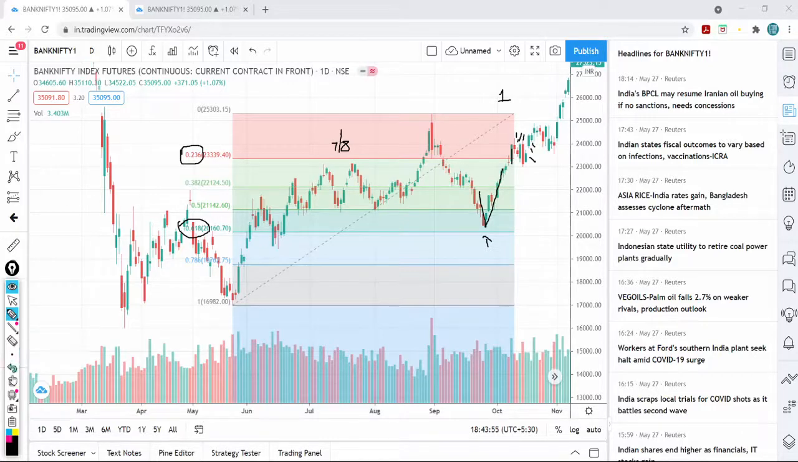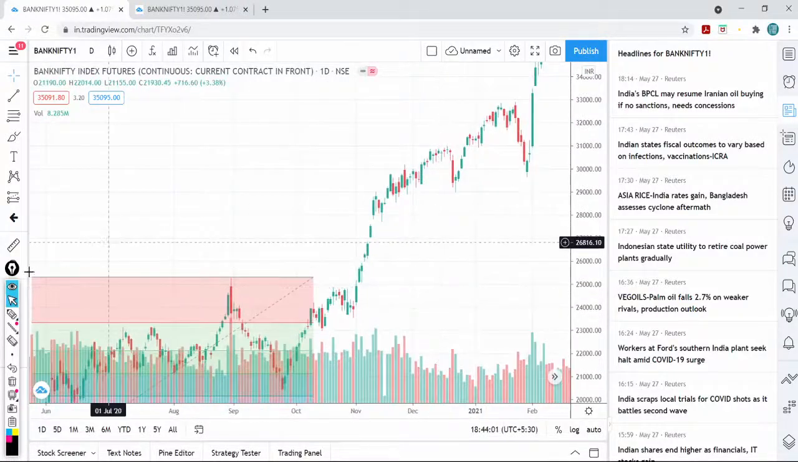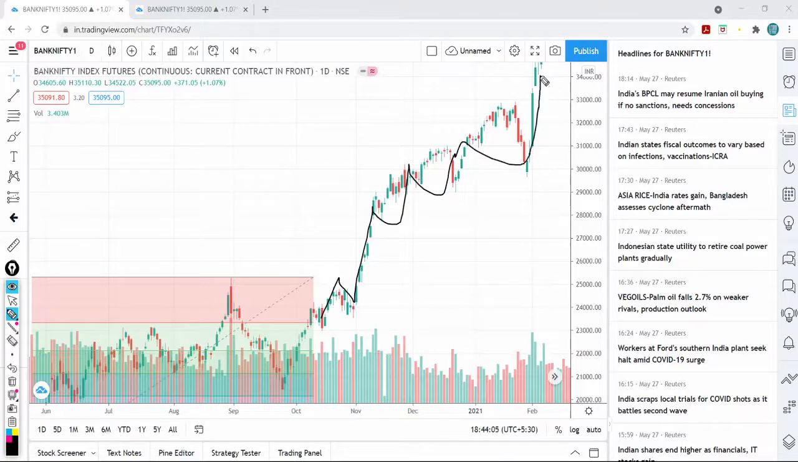Now look at what happened. Look at the way the market went. Look at this, fully up, fully up and up only.